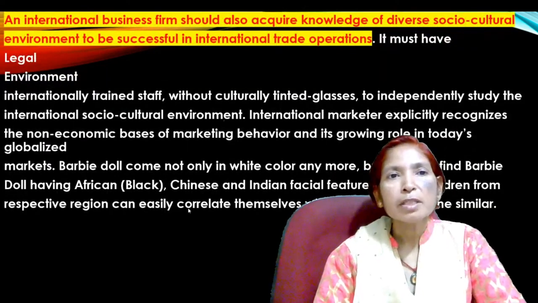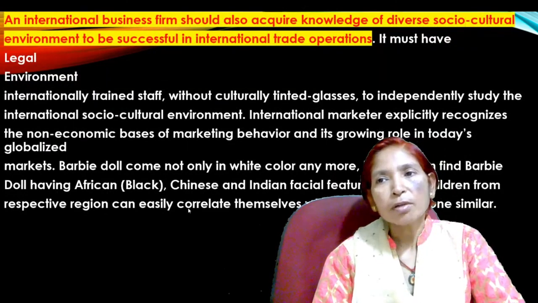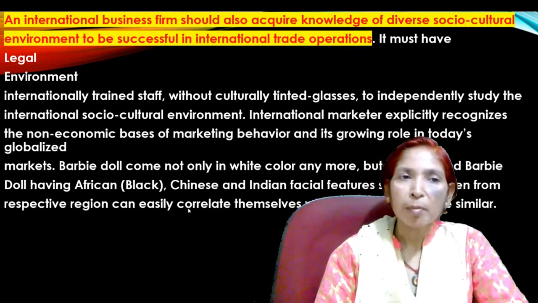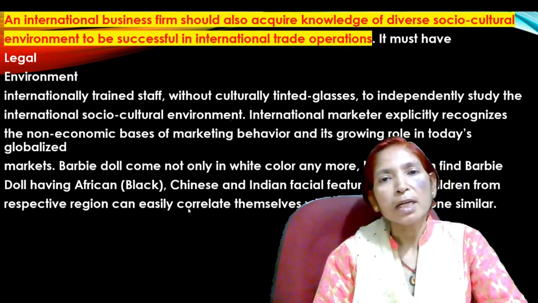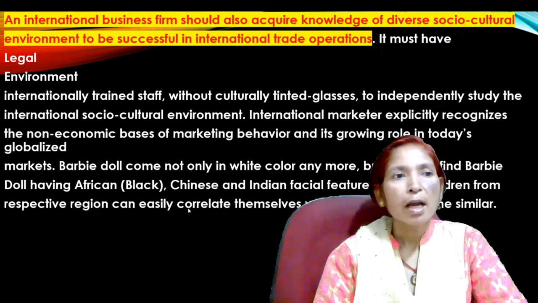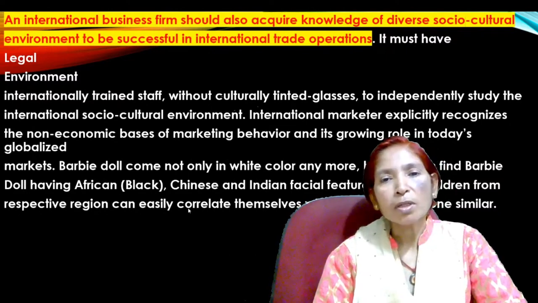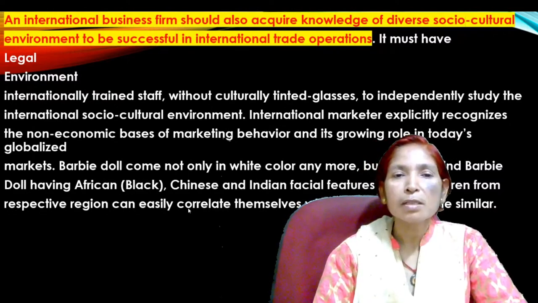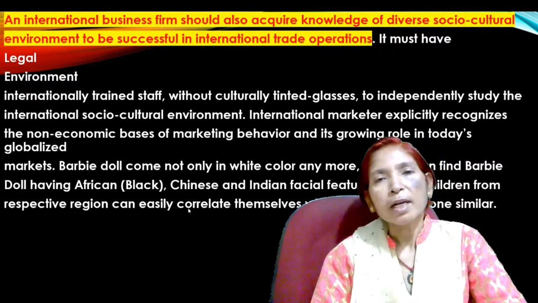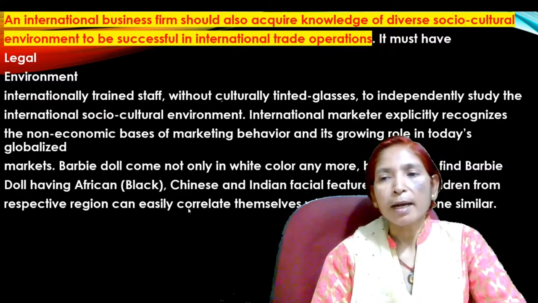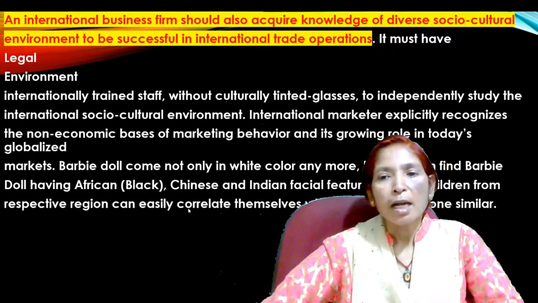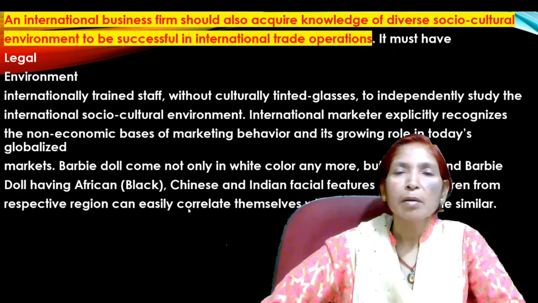Next, an international business firm should also acquire knowledge of the diverse socio-cultural environment. This is the socio-cultural environment, which is also very important for international trade operations. It requires internationally trained staff, without culturally tinted glasses, to independently study the international socio-cultural environment. International marketers must directly recognize the non-economic basis of marketing behavior and its growing role in today's globalized market.